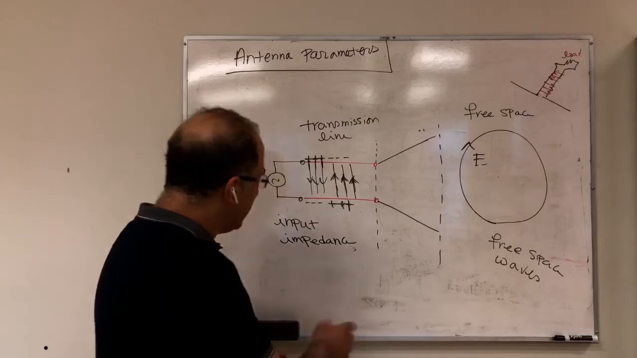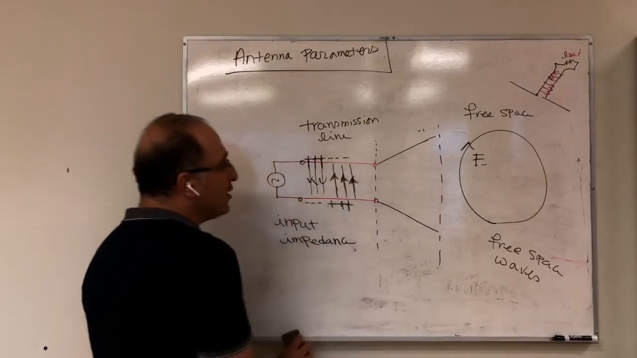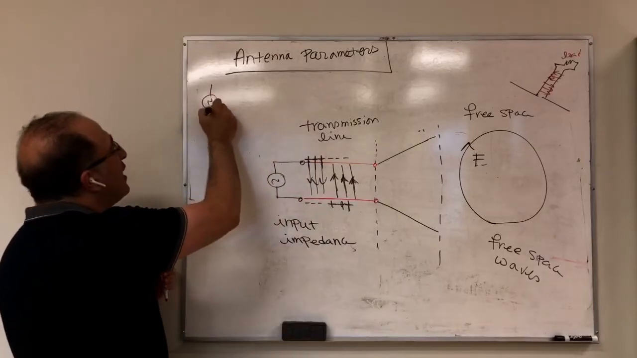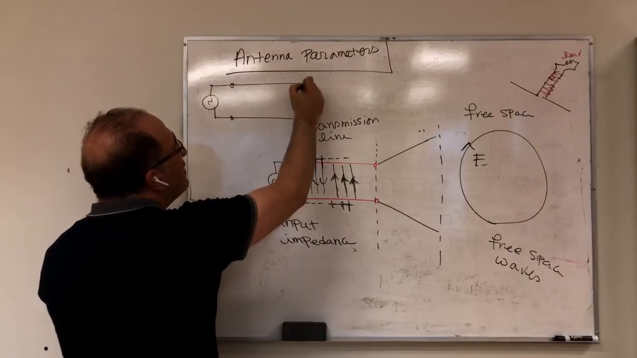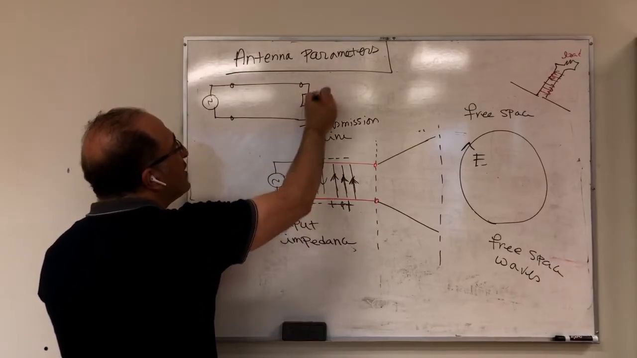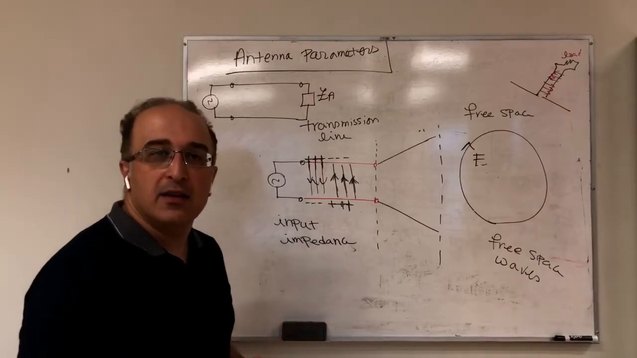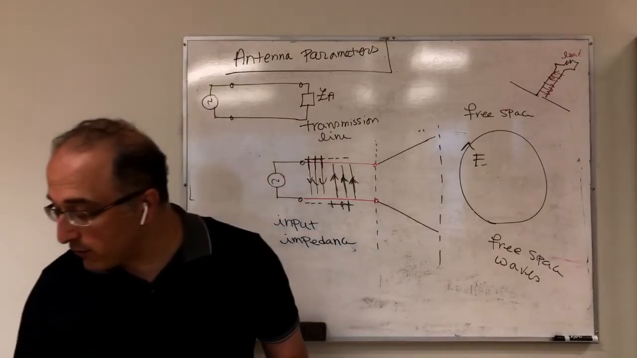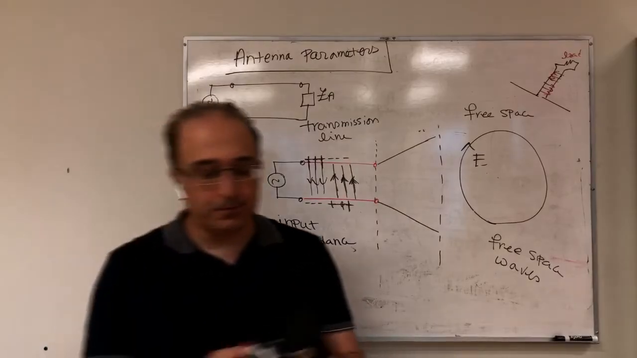So this essentially tells you that circuit people can remove this antenna completely. They have their source and whatever complicated structure that they have, and then they model the antenna by an input impedance ZA, which is a complex number in general. So that's extremely powerful. Let me, for example, show you one antenna that I have here.